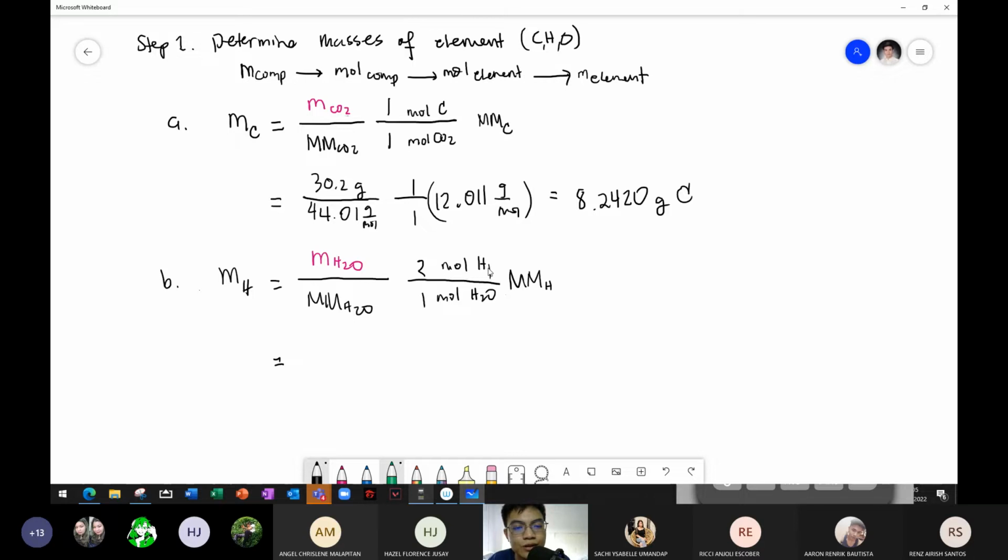So, ganun lang. So, you have 1 hydrogen here times 2 equals 2 hydrogen. Same lang dito. If you have 1 mole times 2 hydrogen atoms, so still 2 hydrogen atoms. Okay? The goal is to make the number of atoms equal for the numerator and the denominator. Okay? And then we can proceed.